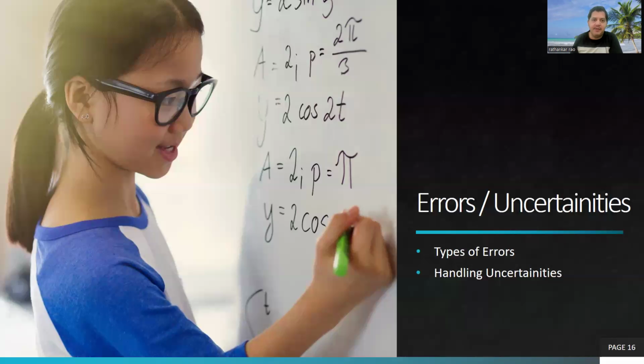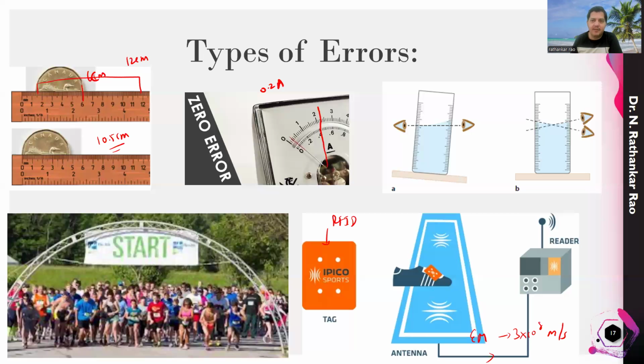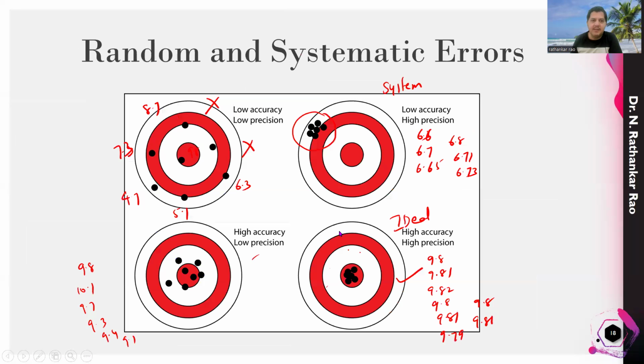And the second video was on errors or uncertainties. What are the different types of errors? We saw about zero errors, parallax errors, random errors. We also saw about human errors, as you see in this case. And then we also saw random and systematic errors. How do you identify them? What is desirable? And how do you account for them? Or if you have a large number of random errors in any experiment, what is the purpose of having multiple trials? So in the IA, this is very, very important to write.